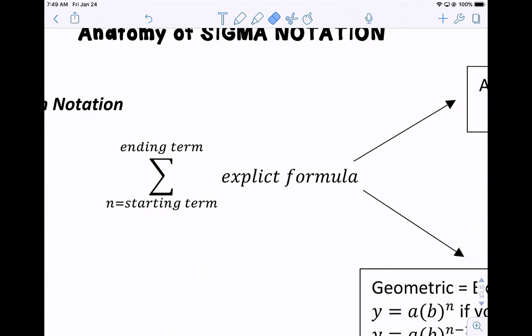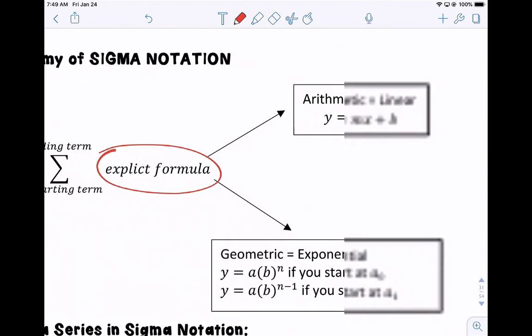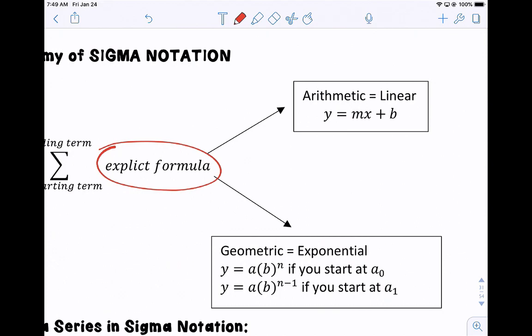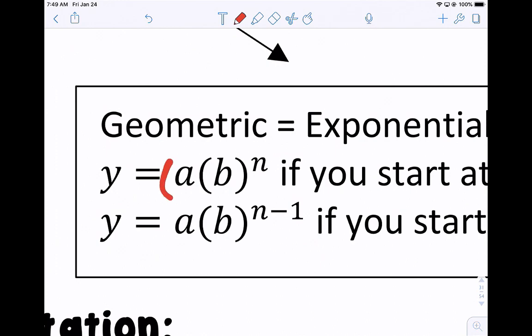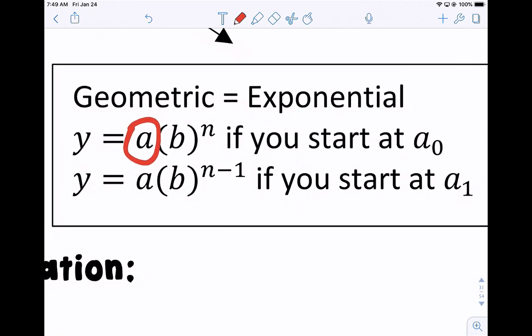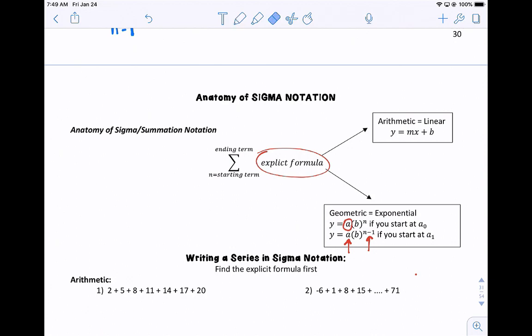You put the explicit formula right here. And again, if it's arithmetic, it's linear. And if it's geometric, it's exponential. And again, we've been starting at the 0 term. If you start at the first term, and we'll talk about this, if a sub 1 is your first term, you have to go backwards 1. So n minus 1 would be this right here. So we'll take a look at that as well.